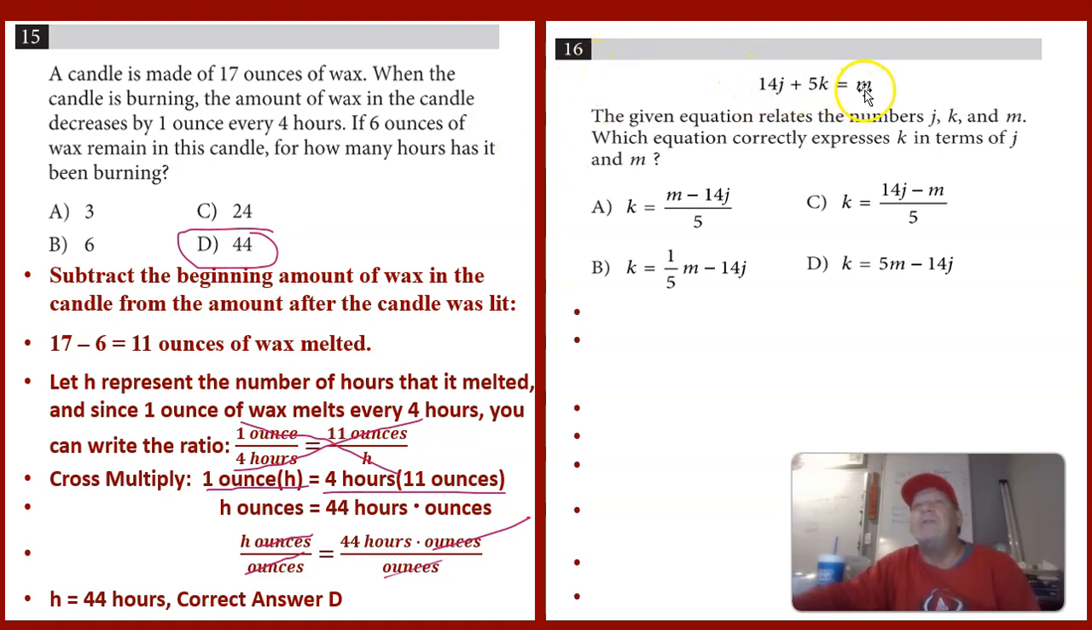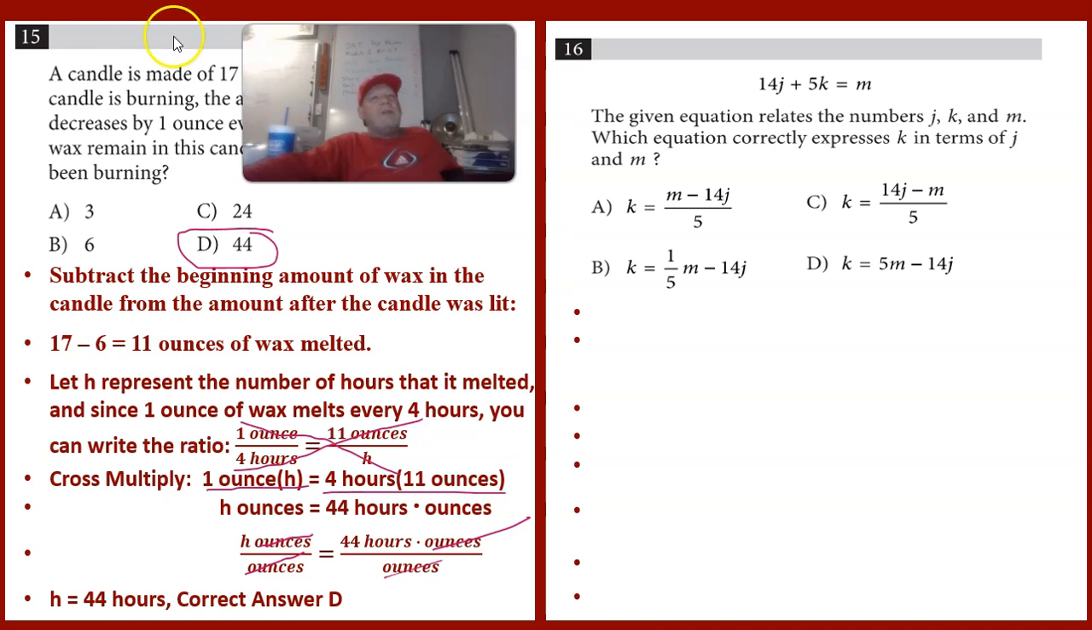I have an equation, 14j plus 5k equals m, and it says the given equation relates the numbers j, k, and m. Which equation correctly expresses k in terms of j and m? In other words, we're solving for k. This has a special name, and my algebra students, when I was teaching in brick and mortar, always struggled with problems like this. You notice that each one of them has k equals, and then they all have the m's and the j's in there.